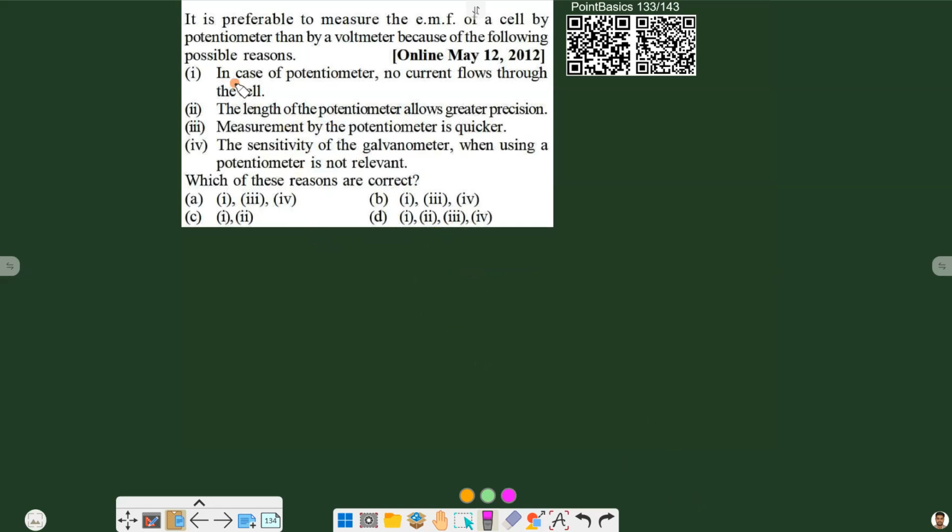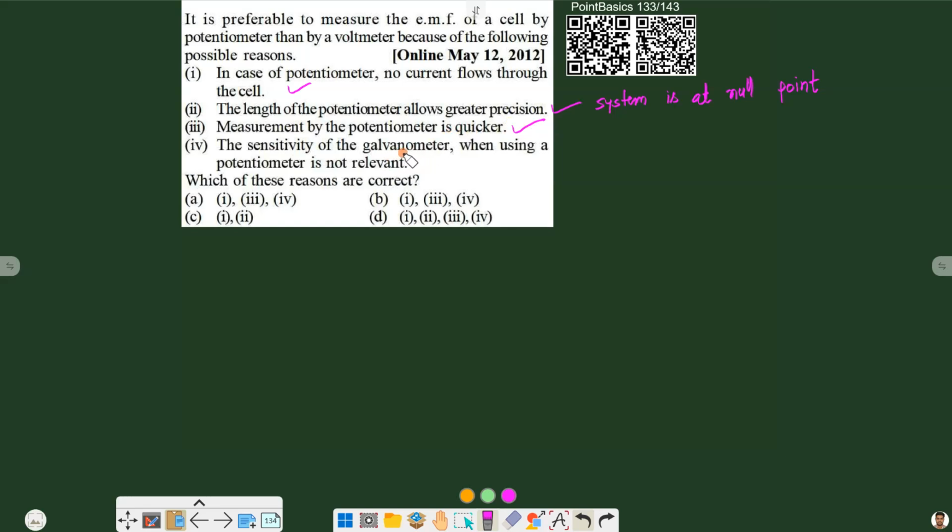Now coming to the first point, in case of potentiometer, no current flows through the cell. So yes, it is right that in case of a potentiometer, when our system is at null point, no current flows through the cell, and due to this we can measure the actual potential. So one is right. Now, the more the length of the potentiometer, the more the precision we have. So yes, second is also right. And measurement by the potentiometer is quicker. Yes, we can get a basic idea in very less time.